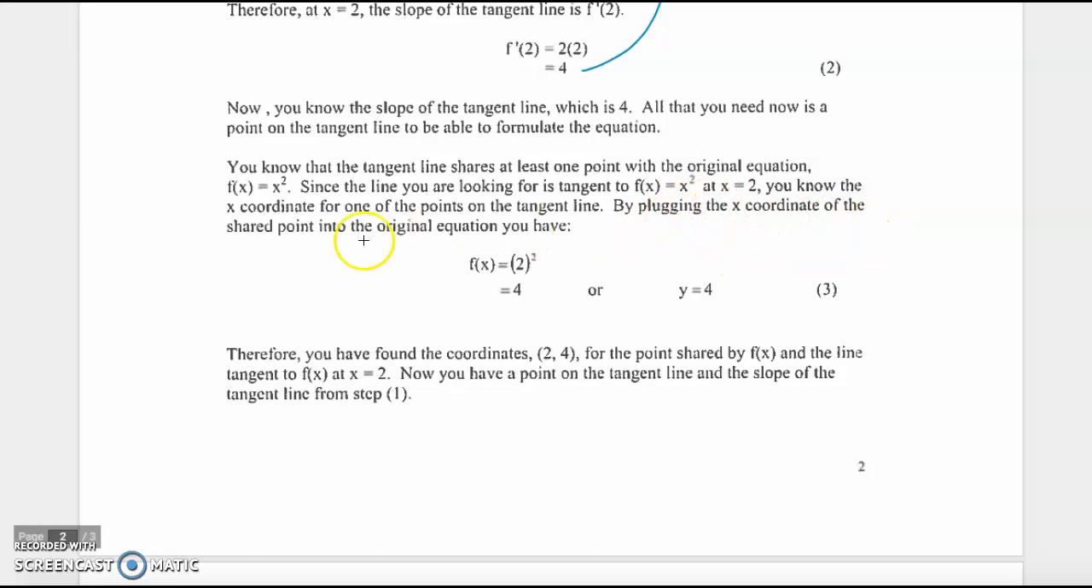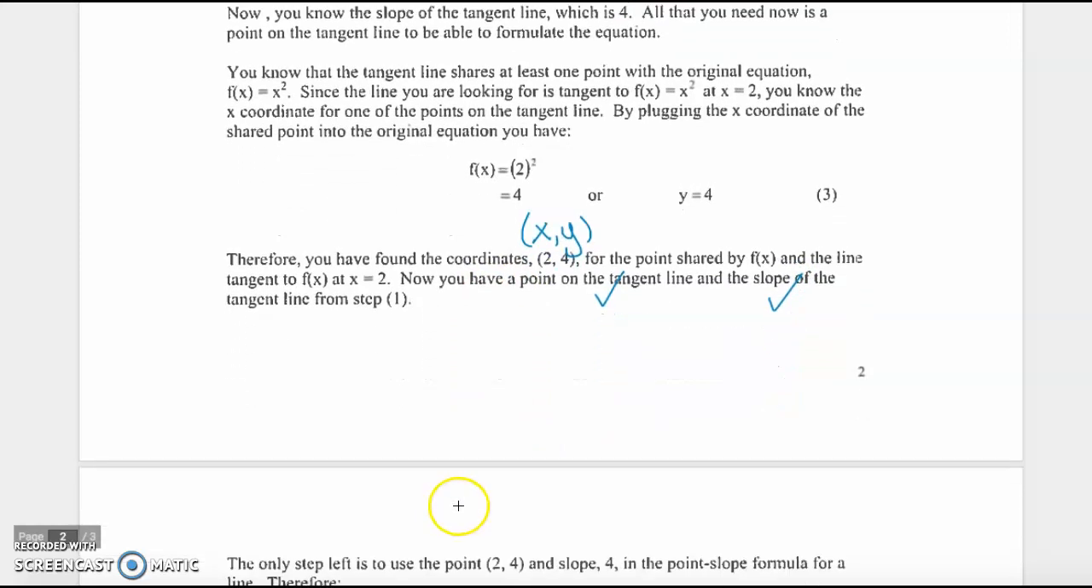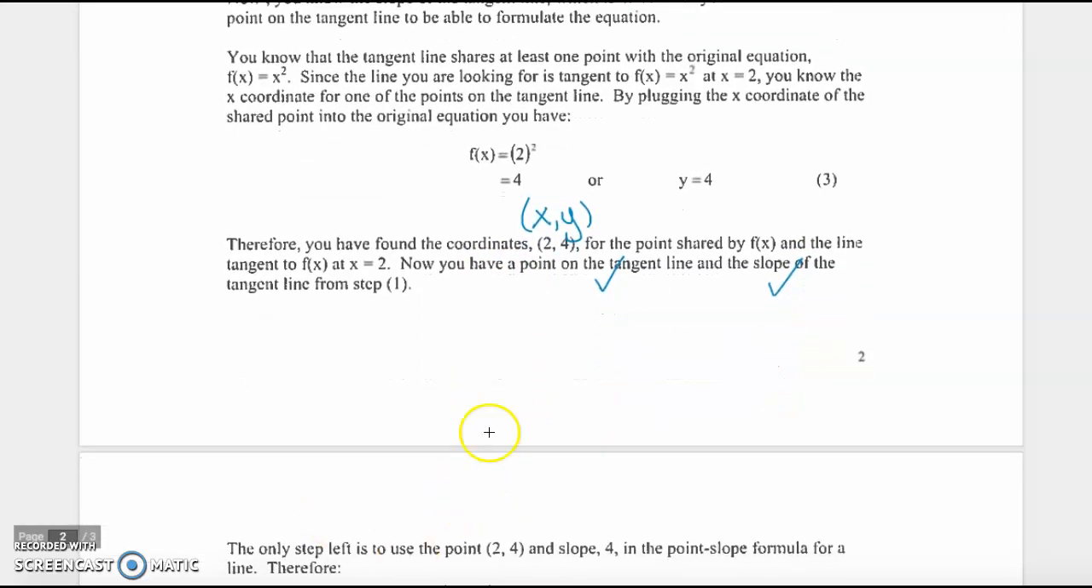And by plugging that x coordinate into the original equation, I have my y coordinate. So therefore, I have found the coordinates x comma y for the point of the tangent line. And so now I have the point, and I have the slope, and now I can write my equation. And before I go all the way down, I'm going to actually write it out here.